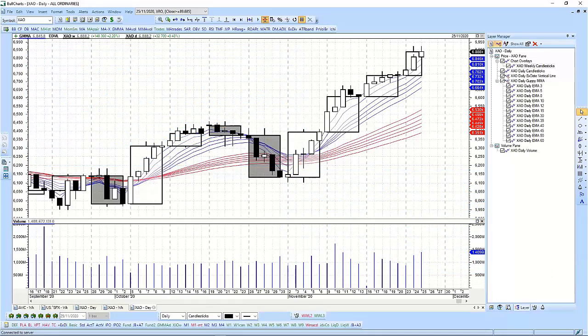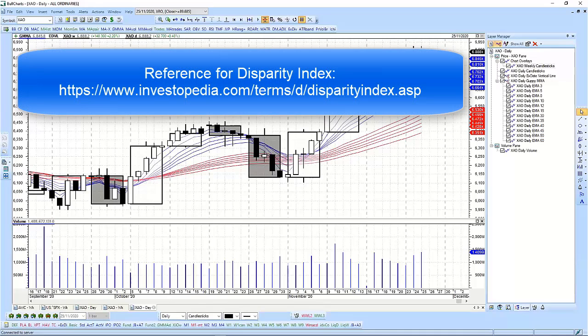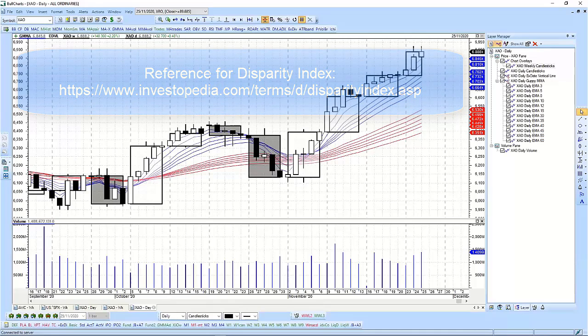What else have we got? Dennis has said, for those interested in the work of Nison and this index as discussed this evening, Dennis, thanks for the quick Google search in the chat box for those who want to have a look. Dennis has got a link to Investopedia with a discussion about the Disparity Index. Well done.